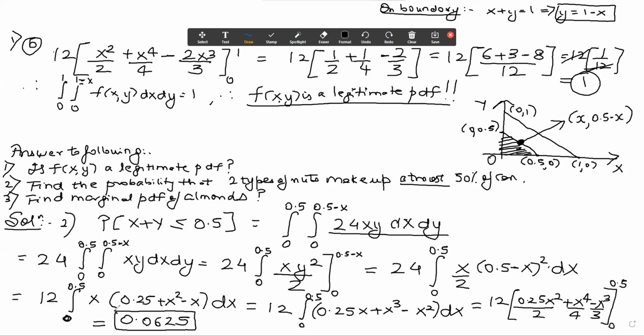And how do we find the marginal PDF of almonds? This is something which I will be doing in the next lecture. So what we have done in today's lecture, we have done the definition of marginal probability density function and joint probability density function. And in this lecture, we have taken up the question of almonds and nuts, and we have solved part 1 and part 2. Part 3, which is the marginal PDF of almonds, I will be solving in the next lecture.